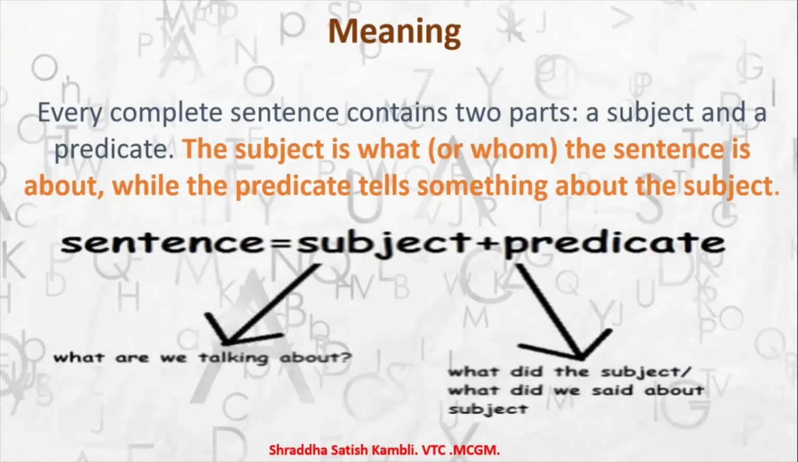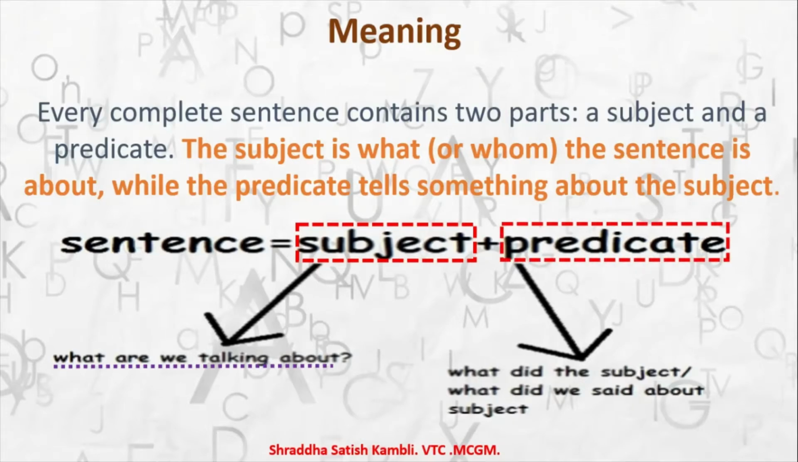Now, let us try and understand how a sentence is made up. So you have a subject in a sentence, which is what we are talking about, or whom we are talking about. For example, if I say the rabbit, if I say the man, if I say the moon, and I say the rabbit runs fast. So who runs fast? The rabbit runs fast. So we are talking about the rabbit. That is why the rabbit is the subject. So what are we talking about or who are we talking about? That is the subject. Then comes the predicate.